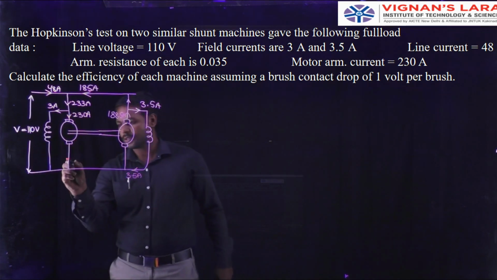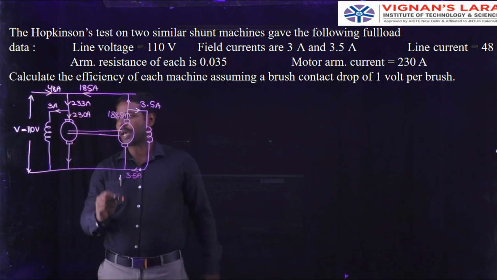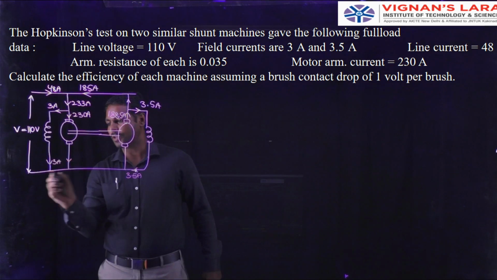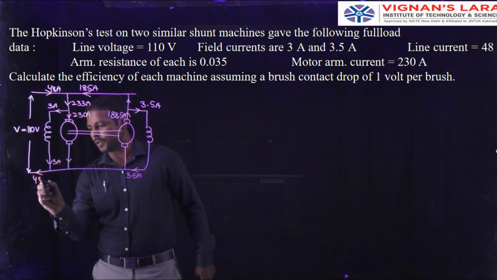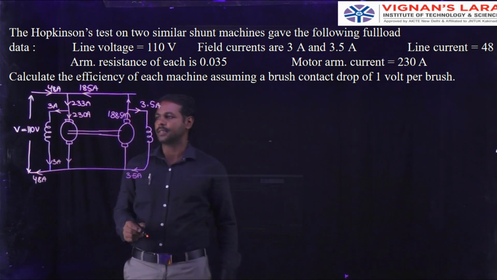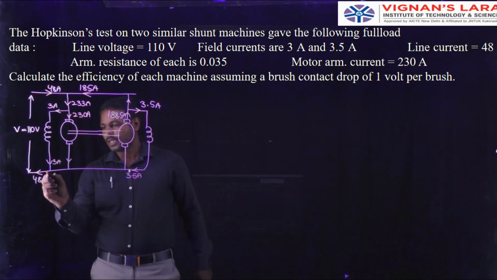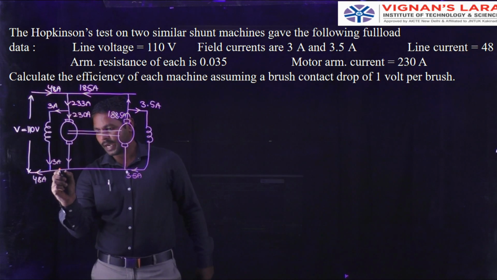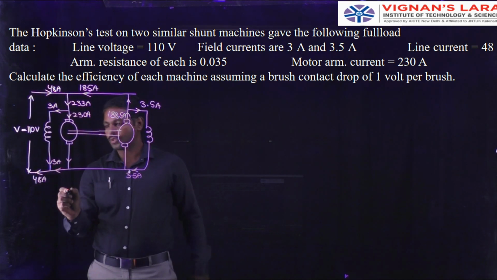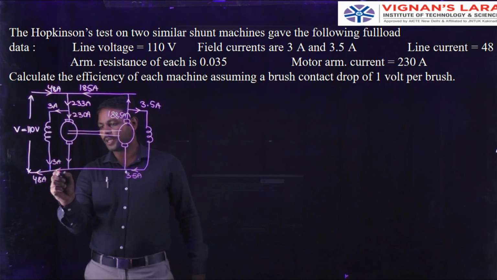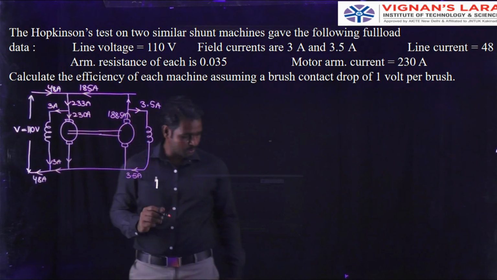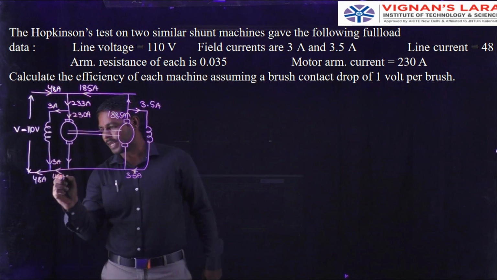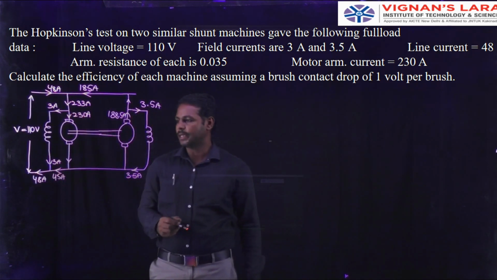3.5 amperes. So 230 amperes, 3 amperes is equal to 3 amperes. The return path is equal to 48 amperes. So 48 amperes is coming to this side. The corresponding addition of currents: the current coming to this path is 45 amperes. 45 plus 3 amperes is equal to 48 amperes.